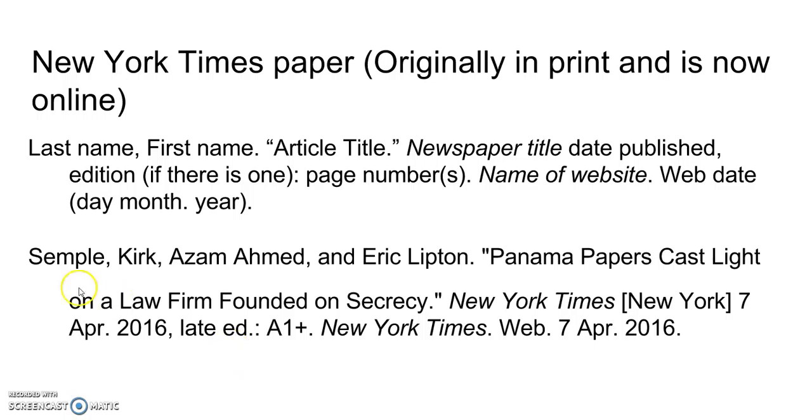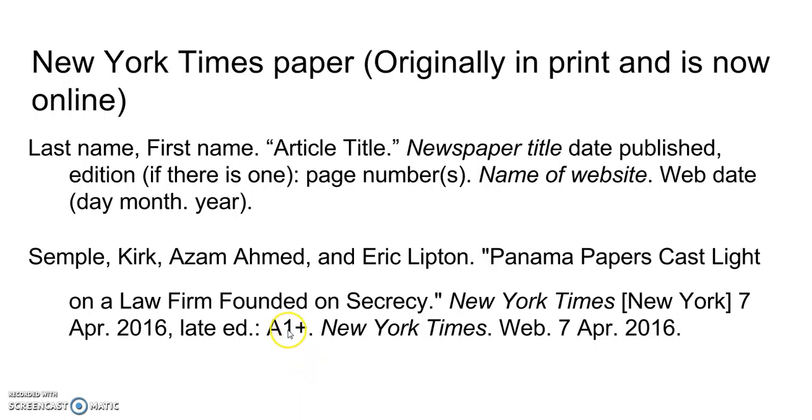So for ours, here's our authors, here's our title, this is our newspaper title, and in brackets we have to put the city that it was for, the date that it was published, and here we have our late edition. And here we have our page number. So it starts on A1, and you can see this plus sign here. What that means is that there's more to it, but that it's not on consecutive pages.